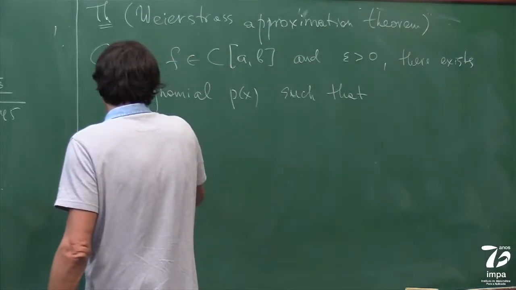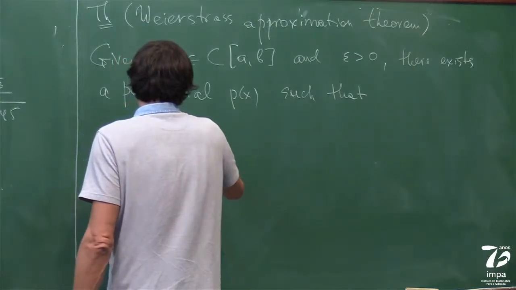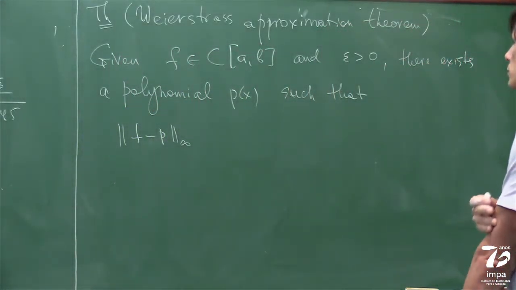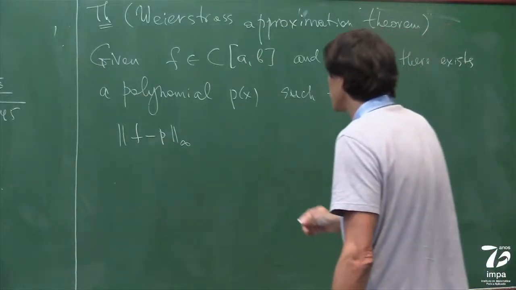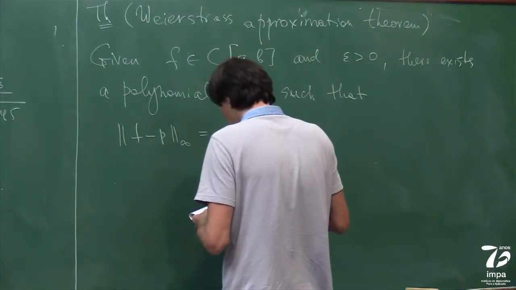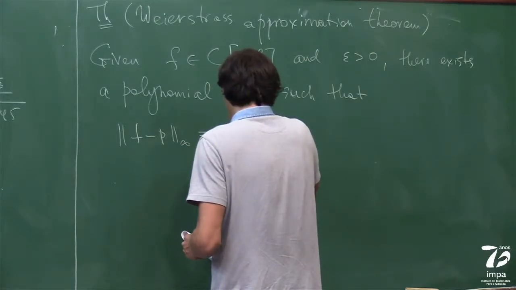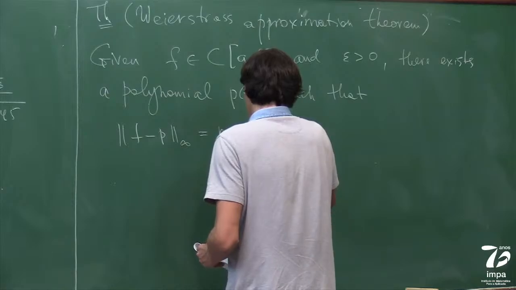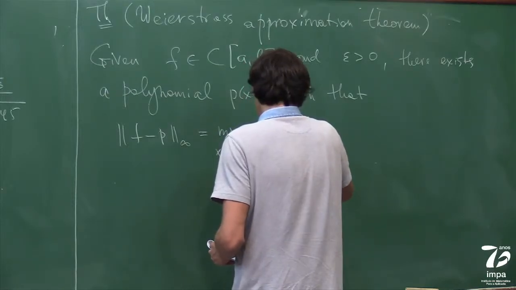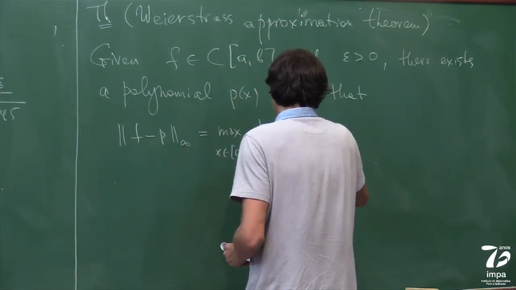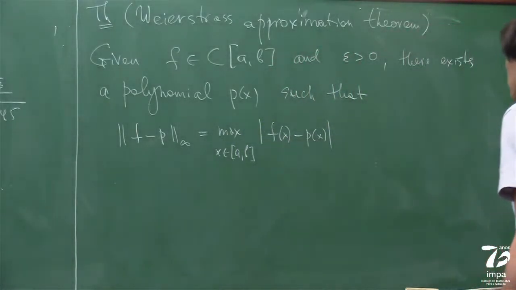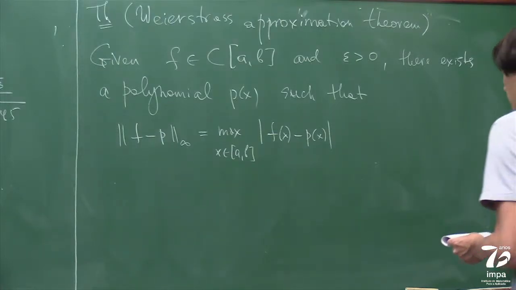the infinity norm between the two, so this is a norm in the space of continuous functions, it's simply the maximum on this interval of the absolute value of the difference, this infinity norm, is less than epsilon.